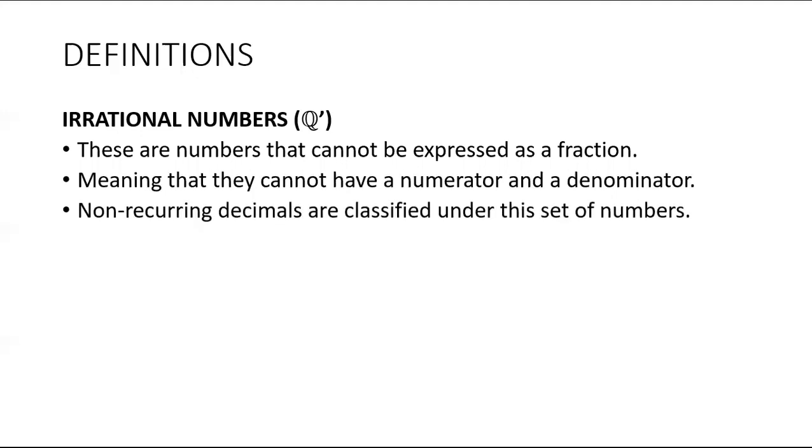Now, non-recurring decimals are classified under this set of numbers. Note that when we say a decimal is recurring, we're simply saying the decimal is repeating itself. So non-repeating decimals are classified under irrational numbers. Examples of irrational numbers will be the square root of 3 and pi. Pi is simply 3.14 and so on. It has a lot of decimals.